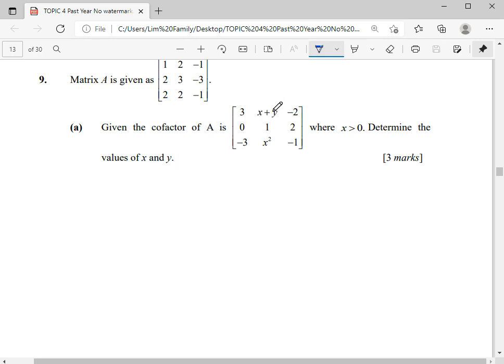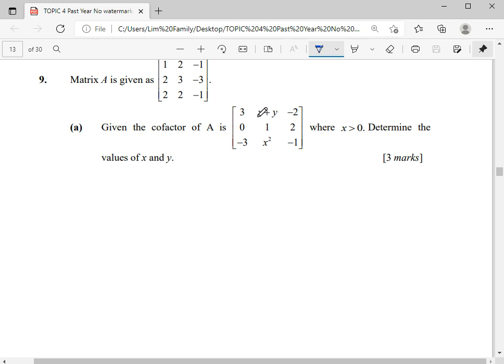So you're going to find out what is your cofactor 1, 2, which is x plus y. What is your cofactor 3, 2, which is x squared. Okay, so row 1, row 2, row 3, column 1, column 2, column 3. So this is the original matrix. Cofactor. Concept of cofactor is plus or minus for your minor.